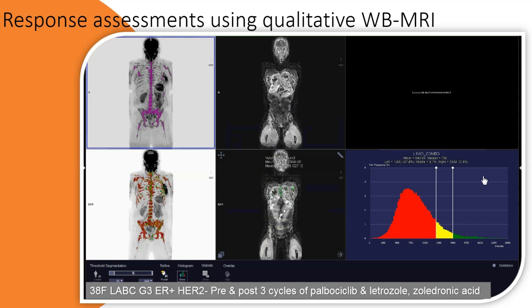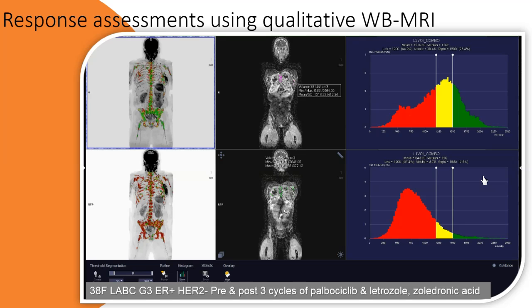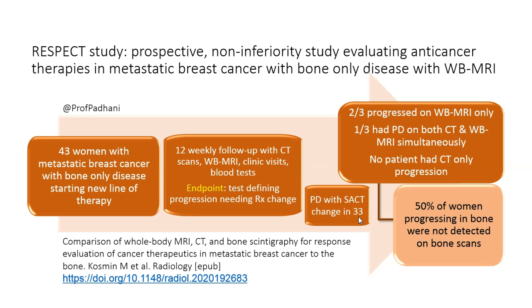And the histogram will appear on the top right-hand image, which will show you a rightward shift of the bone marrow disease, and this represents tumor cell kill. So how effective are we at evaluating metastatic bone disease in breast cancer?